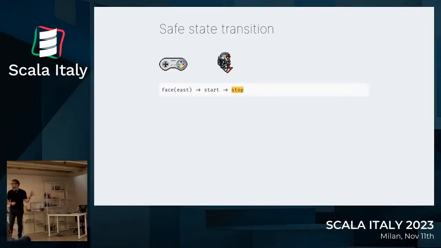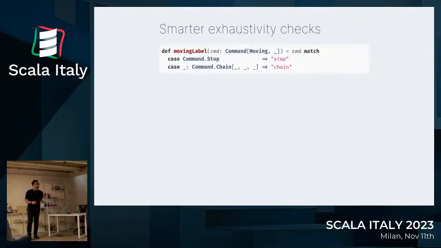So we have achieved safe state transition, which is nice. We have achieved something a little bit more powerful as well, which can be quite useful. Well, okay, let's say that for whatever reason this is not super useful, but I wanted to write a pretty printer just for commands that start from the moving state.